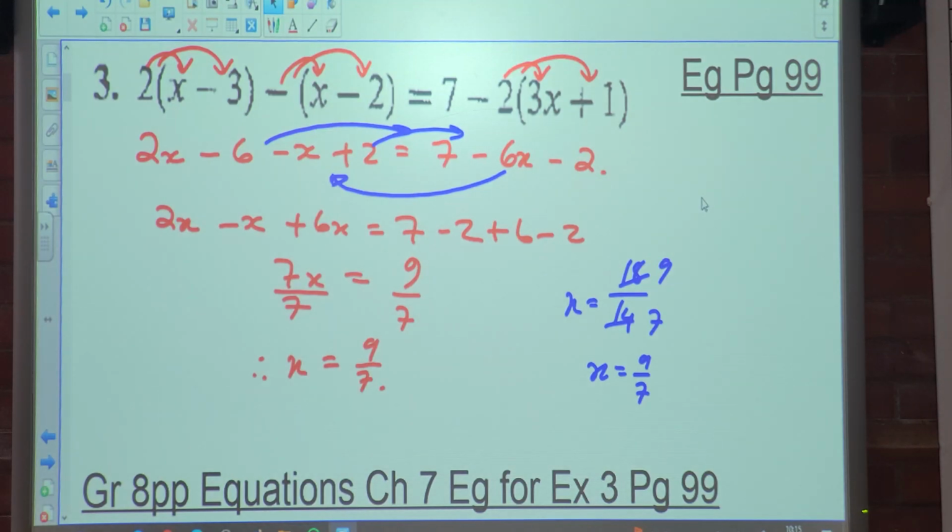So with that, you should be able to do exercise 3. You do the odd numbers.